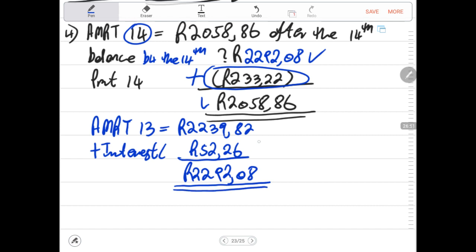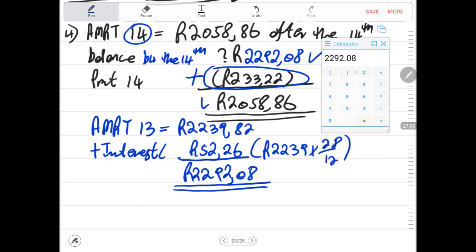And I just want to bring to your attention this calculation that you can say 2,239.82 times by 28/12. You can just leave it there. So now if you do that, you'll still get to the same amount, 2,239.82 times by 28 divided by 12. Then we divide by 100. I forgot to say 100. Then 52 rand 26 cents.